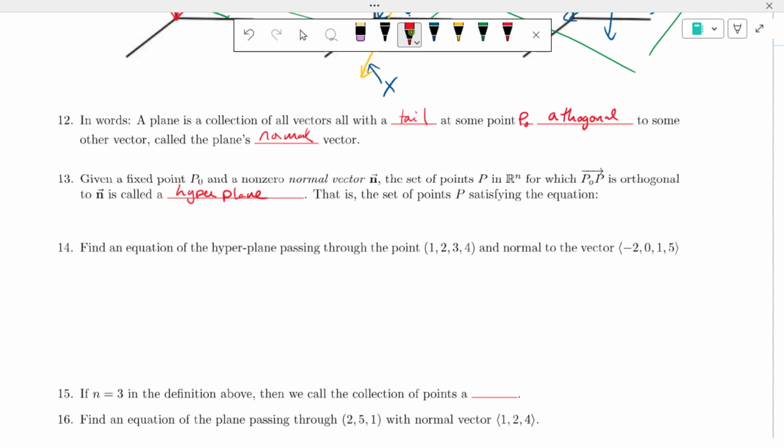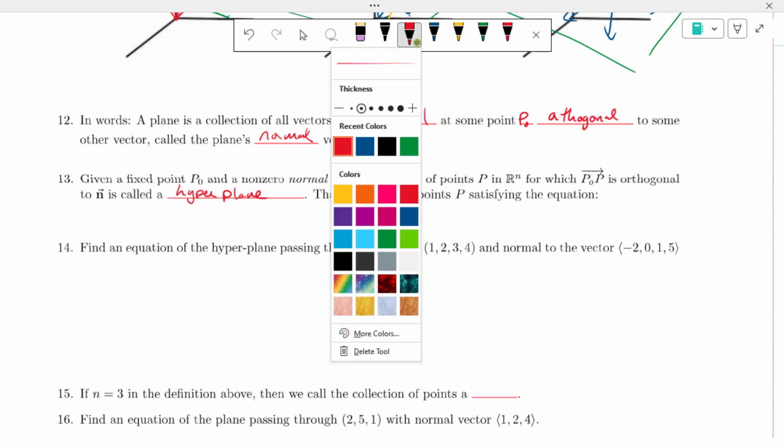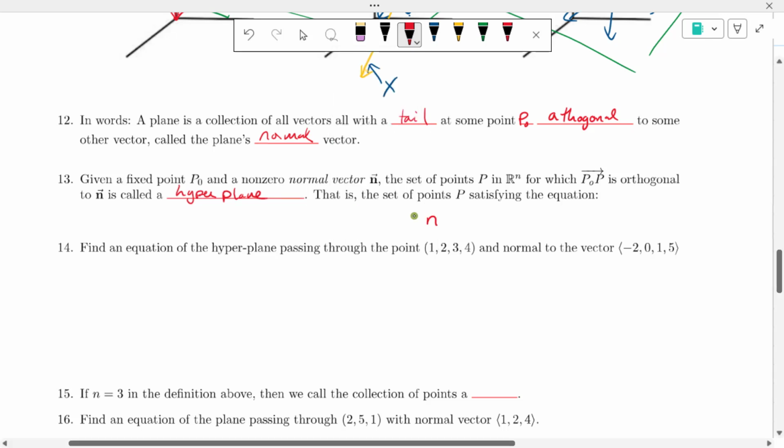And how did we get there? Well, let's take this idea that this hyperplane would be a collection of all vectors whose tail is at some point P naught. So I'm going to construct a bunch of vectors that look like P naught to P. Remember, those are vectors whose tip lies at point P, but who all will share the common tail P naught. And we want these vectors to be orthogonal to the normal vector. So this definition gives me an equation that when I solve for it or plug in the values, I'll have the equation for that hyperplane.